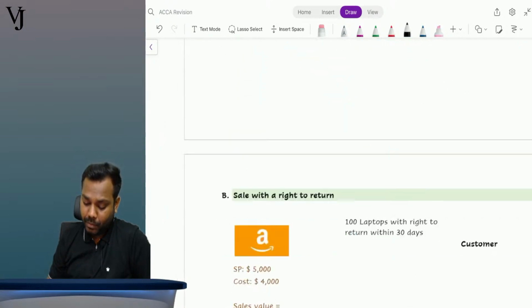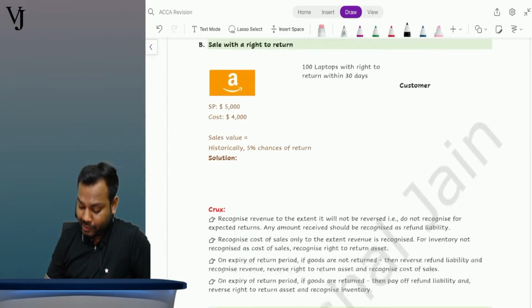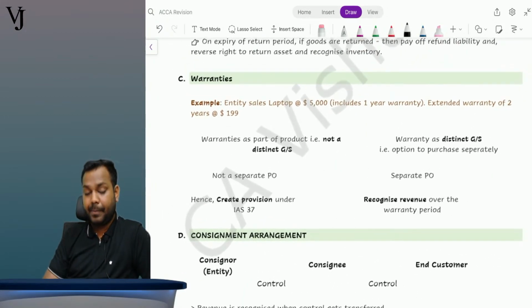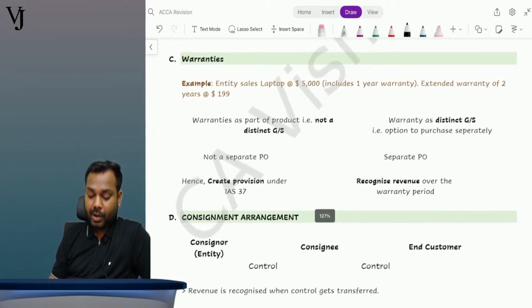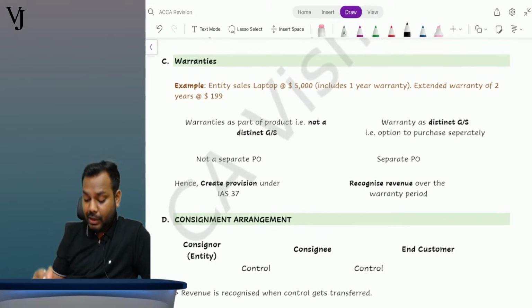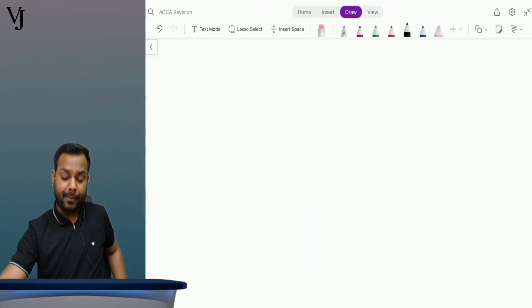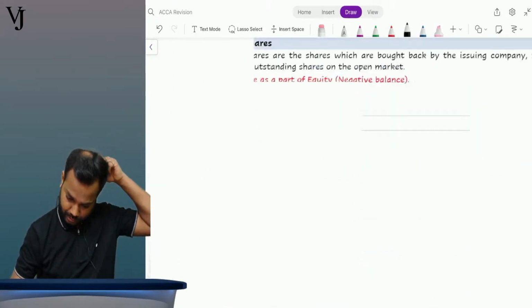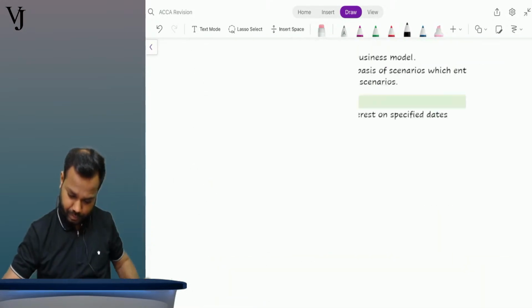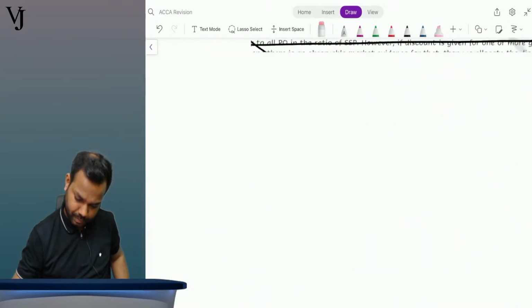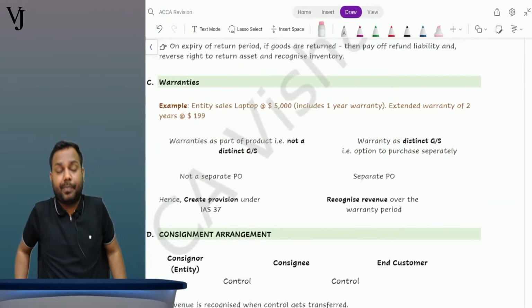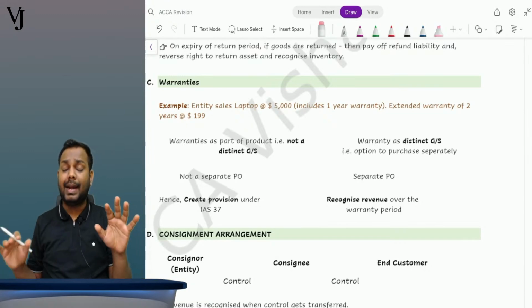Now, sales with a right to return, I will discuss later. First of all, I am going down to warranties. Understand, guys? For warranties, I discussed initially also today. Sorry, my bad. Warranties are of two types: inbuilt warranty and extended warranty.